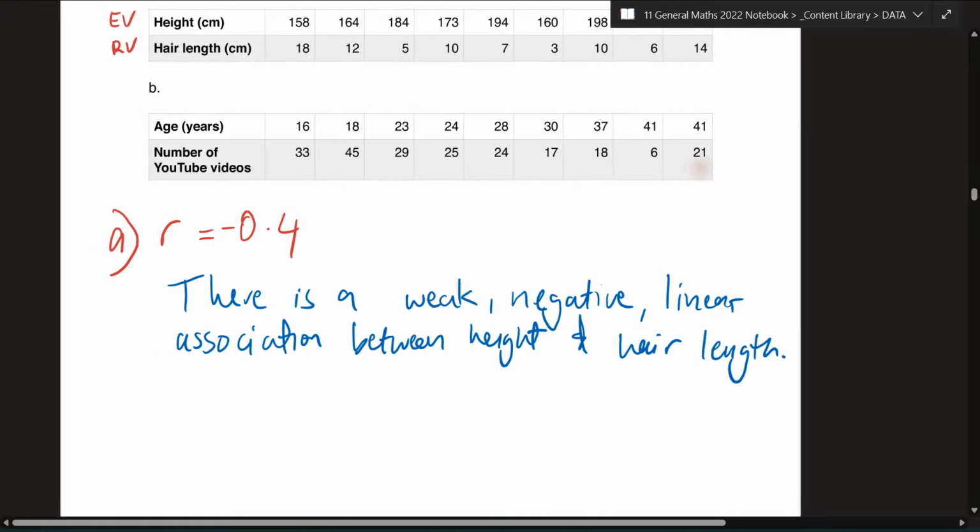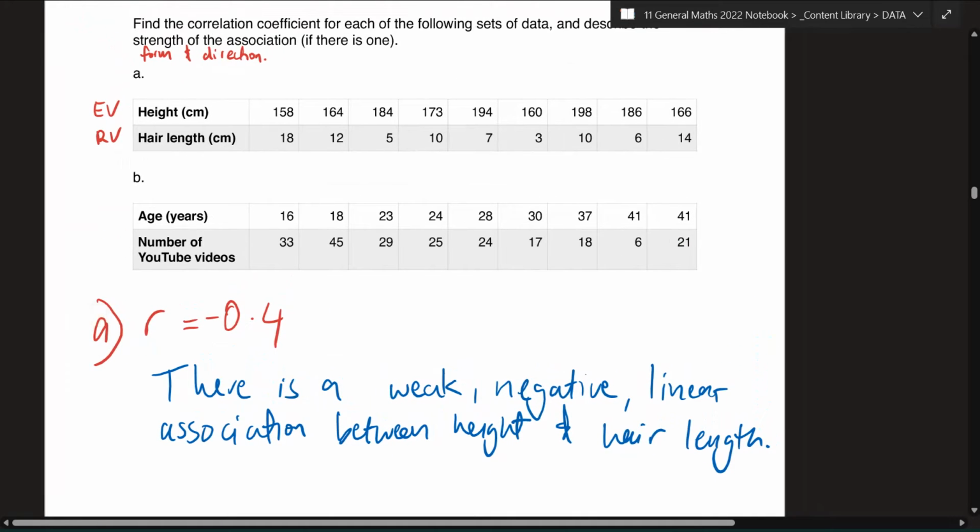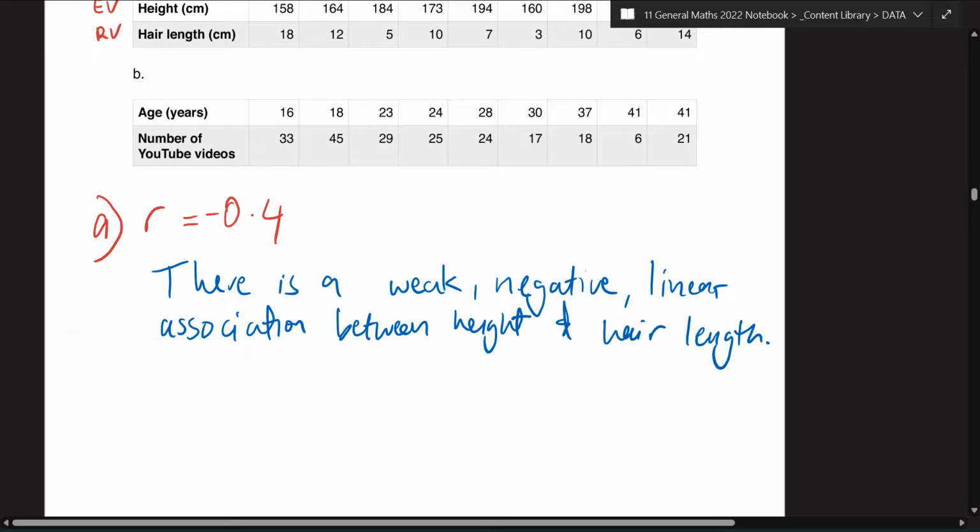And you can probably assume already that that's going to be the case, because remember, there's no connection between your height and your hair length. All right, let's do B, and then we'll start doing some work.